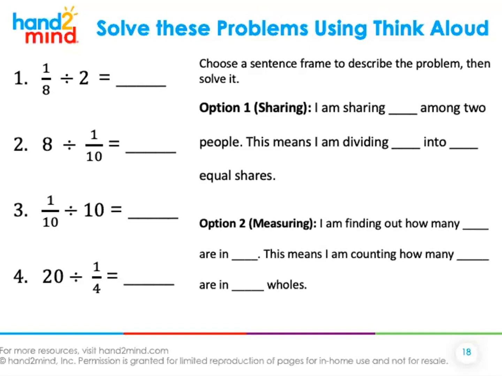80. The third one, oh my goodness, 1/10 divided by 10. If that's a pizza, that already is a small slice, 1/10, and I have to share it 10 ways. Wow, 1/100th of that pizza. I hope it's a very large pizza. All right, and the last one, how many fourths are in 20? There's a lot of fourths in 20. 80 fourths are in 20.